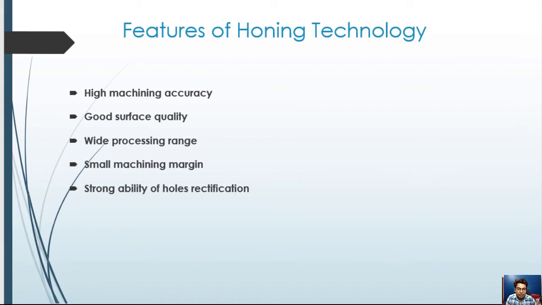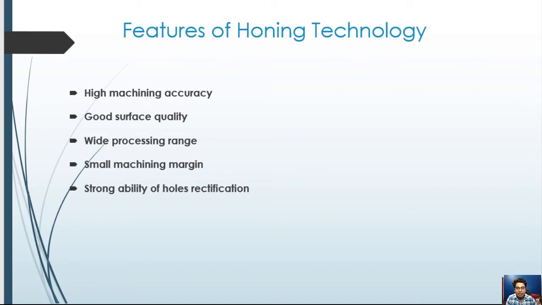Cylindrical honing tools can hone a cylinder, but the removal margin is far less than that of inner cylindrical honing. However, honing can process almost any material, especially when diamond and CBN abrasive wheels or grits are used, which further expands the application of honing and greatly improves the honing efficiency. Now coming on to small machining margins.